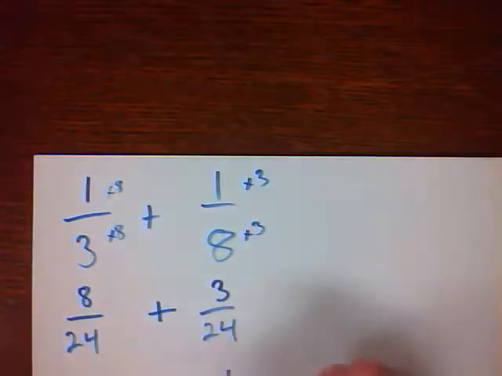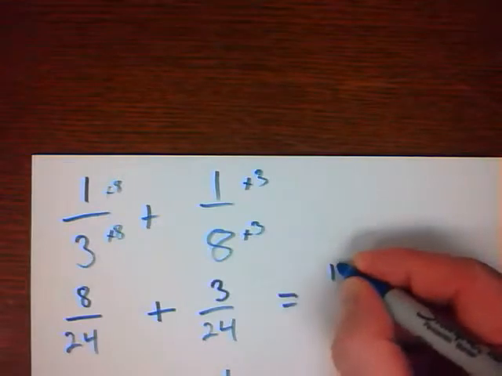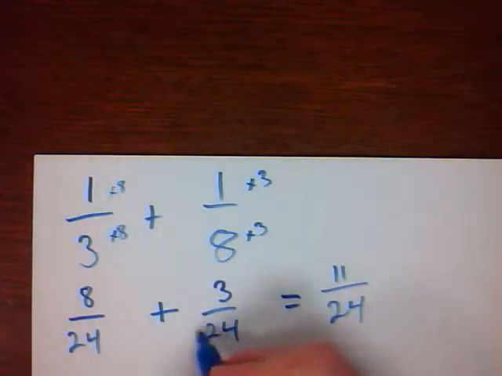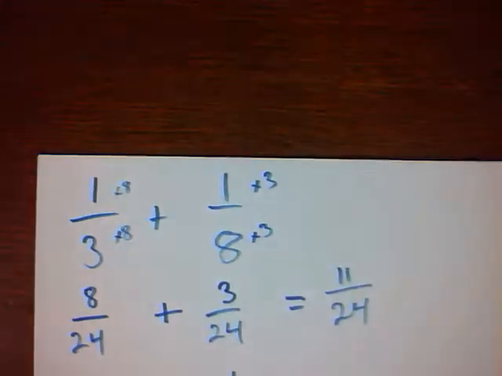And now I can add. How many 24ths do I have? 3 plus 8 gives me 11 over 24. Never add the denominators. This doesn't become 48. I'm only adding the top. 11 24ths.